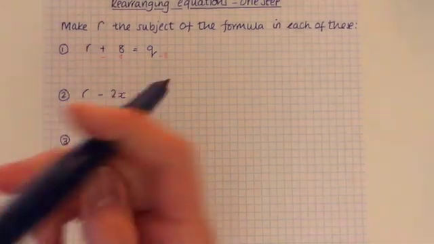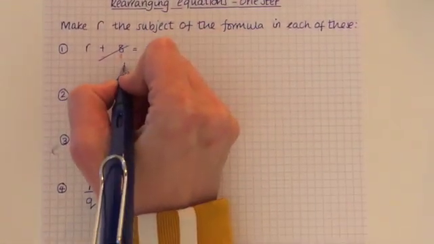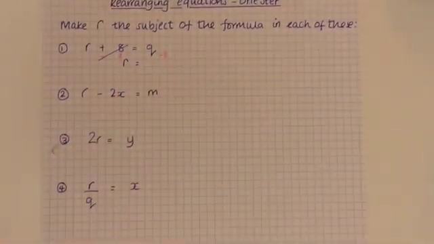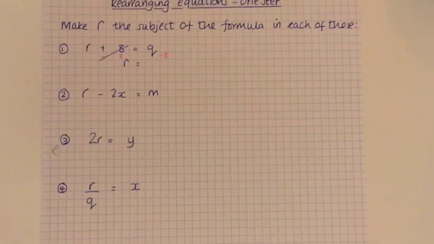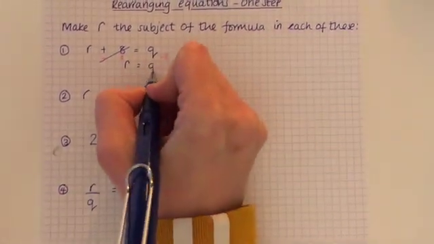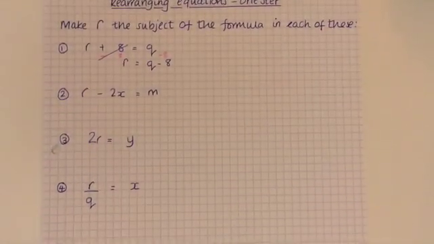What happens on the left is that this part disappears, okay? So I'm just left with R equals, and what we've got here is Q minus 8. Now there's nothing I can do with that. I don't know what Q is, so I can't work it out. So I just put my answer as Q minus 8. And that's it. That is the answer to that question.